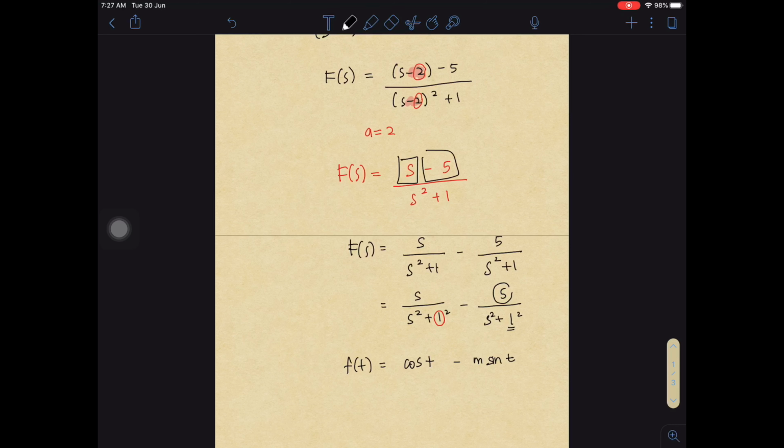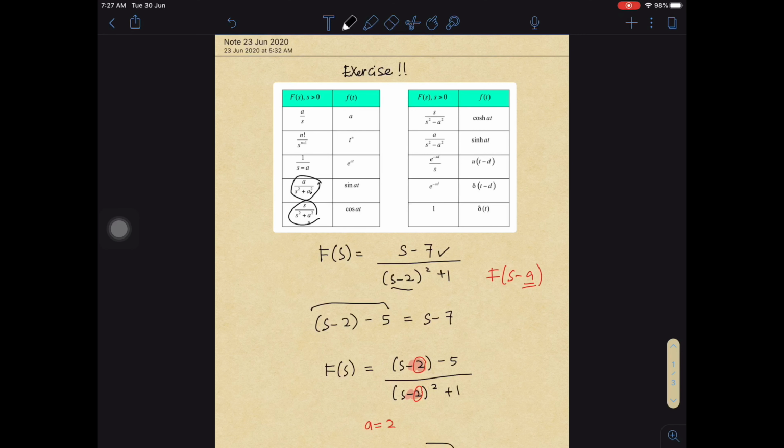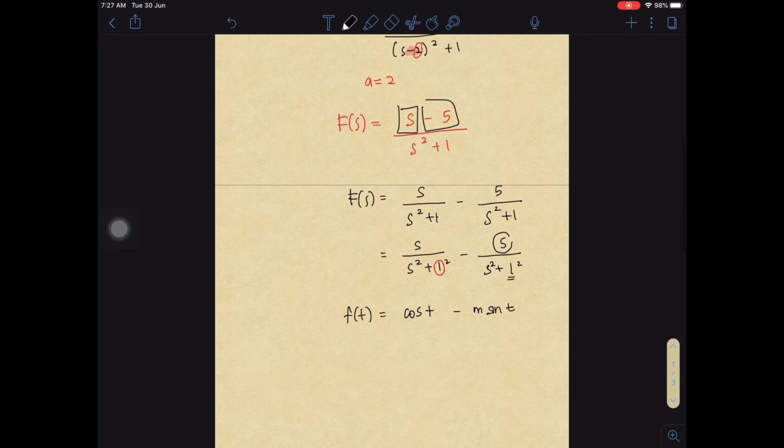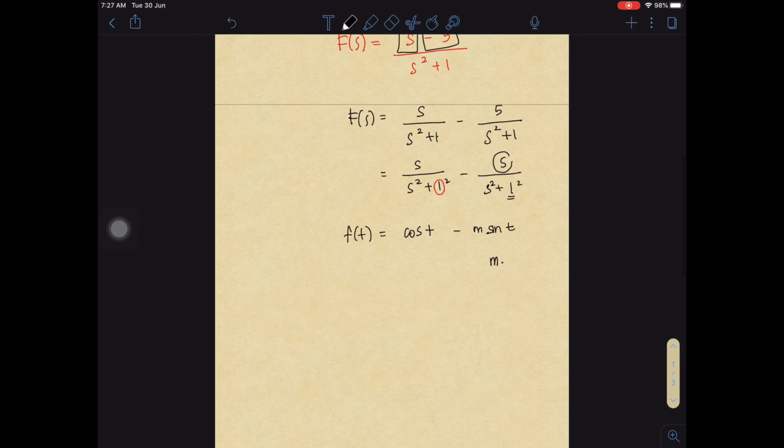We must have a in our numerator, because in the formula you have a in the numerator. Now your a is equal to 1, but your numerator is not equal to 1. Therefore you will have a constant m in front of your sin t. So how do we find the value of m? m times the a in the formula gives whatever you have in your function numerator here, which is 5. Now you know that your a is equal to 1, therefore m times 1 equals 5, so your m is equal to 5.